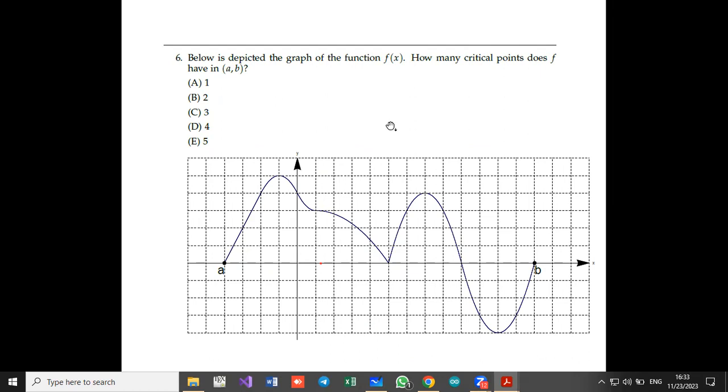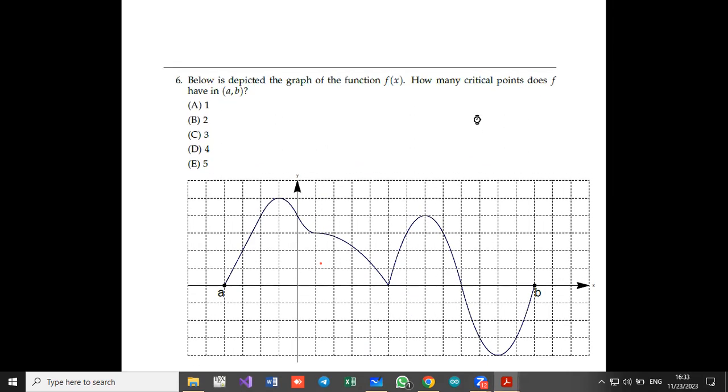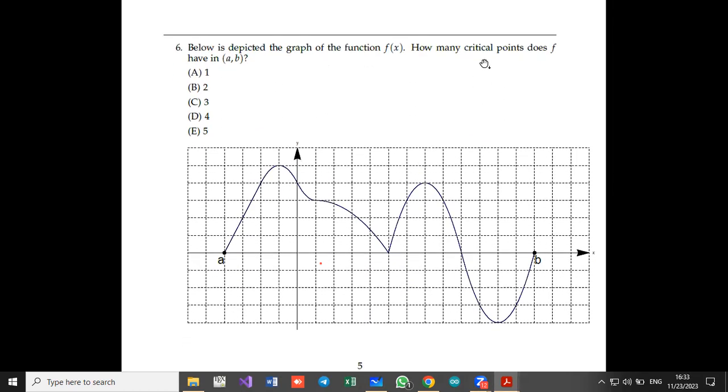An open interval AB is given. We should find how many critical points we have. So this is a graph of F, not F prime, not an antiderivative, not a double derivative, just the graph of F. We should calculate critical points. So how can we do it? First of all, identify all extrema points. An extrema point is a critical point for sure. Graphically, finding extrema points is easier. 1, 2, here the derivative doesn't exist. It's still a critical point. 3 and 4. We have 4 points.